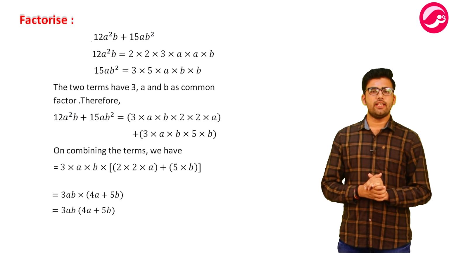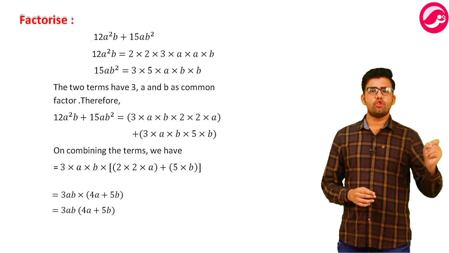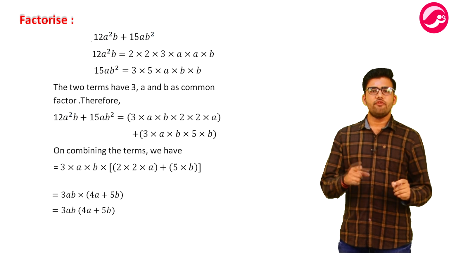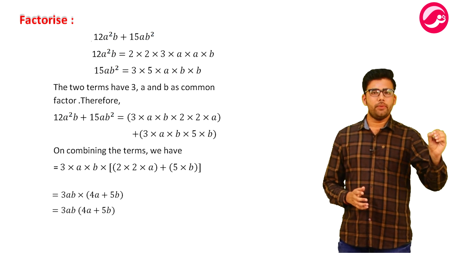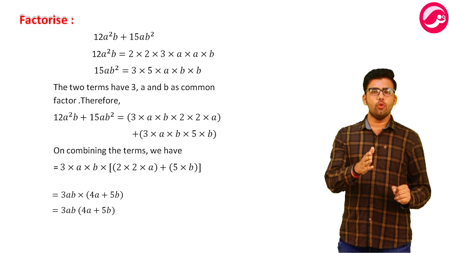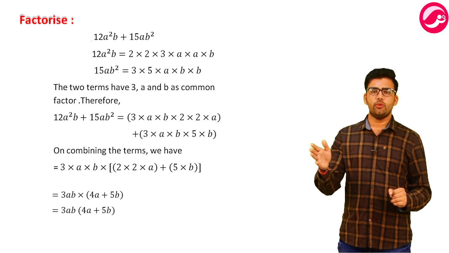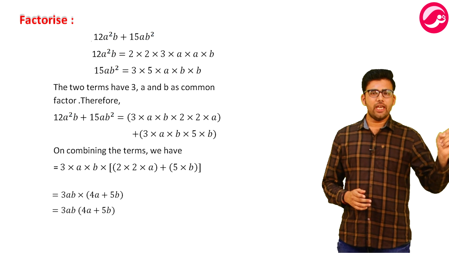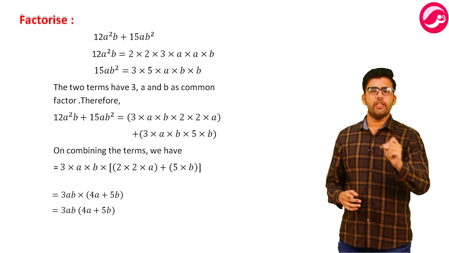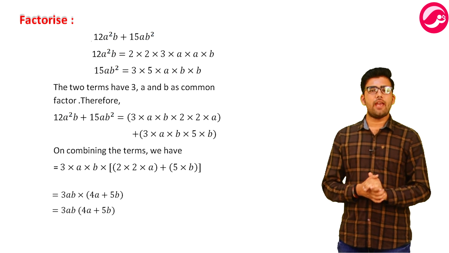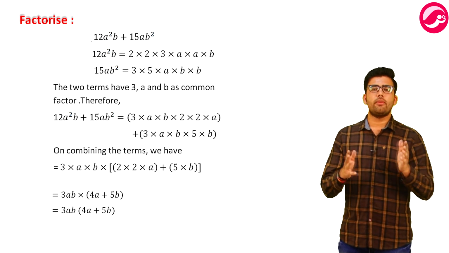Now again we will consider an example. Factorize 12a square b plus 15ab square. Here we have 12a square b is equal to 2 into 2 into 3 into a into b, and 15ab square is equal to 3 into 5 into a into b into b. The two terms have 3, a and b as a common factor.